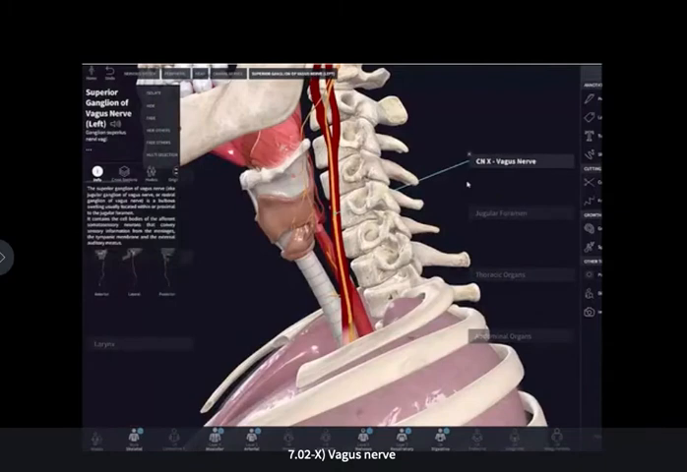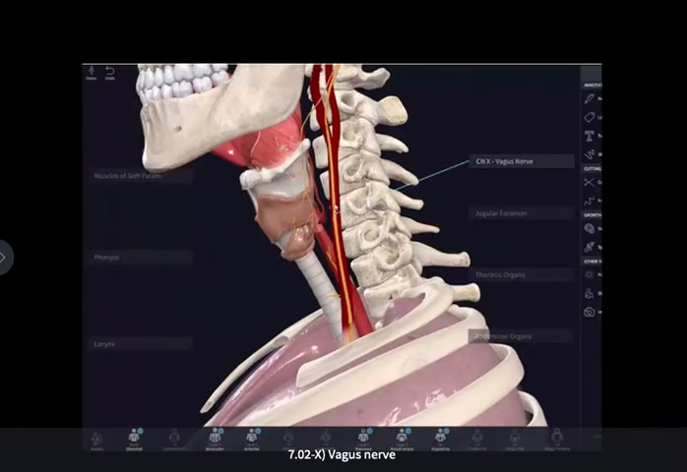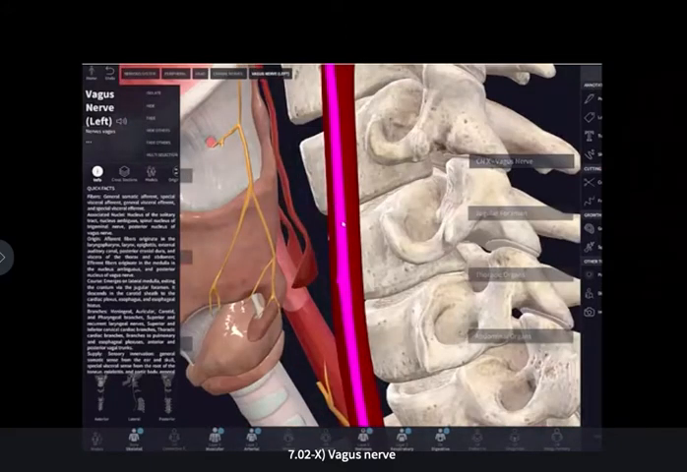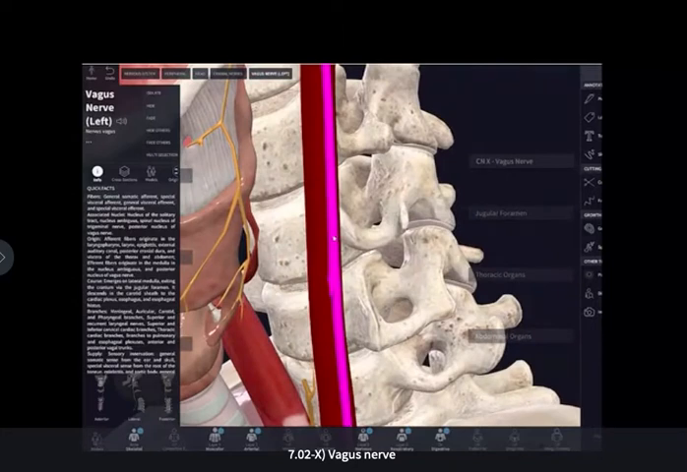Let's have a look at the course of the vagus nerve now. We can see that the vagus nerve will then continue inferiorly. It's actually the longest nerve in the body. It's also called the wanderer. And it's within the carotid sheath. Remember, there's 3 things in the carotid sheath. There's the vagus nerve, the carotid artery, so it depends on where you are, the common carotid artery, or later on the internal carotid artery, and the internal jugular vein.